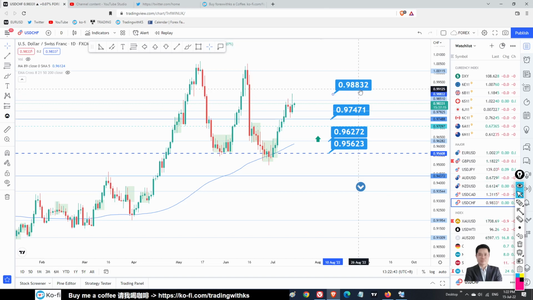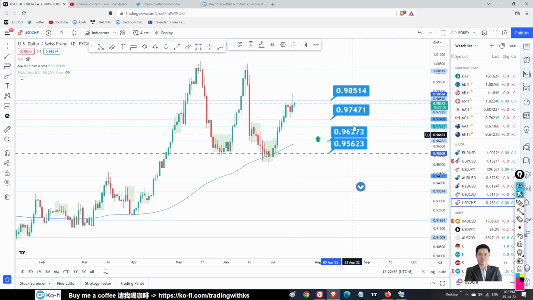0.98544. 0.97471. So it's starting to go sideways. So this one also, I'm not too keen to trade. As you see, yesterday we also got one small pin bar, and another big pin bar here. So the higher probability is the direction will be down. So we still have to wait for the next move coming.